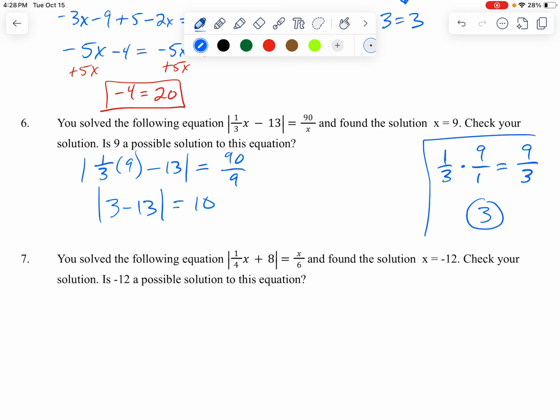So let's do this inside the absolute value. 3 minus 13 is negative 10. So is it true that the absolute value of negative 10 is equal to positive 10? Yes. Okay, so we would say yes, 9 is a solution.